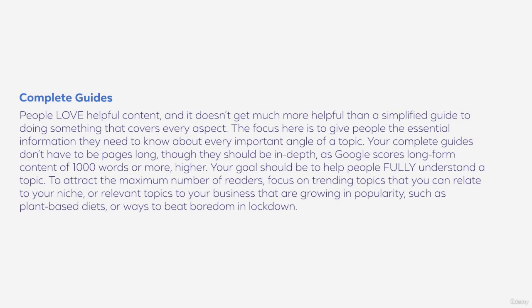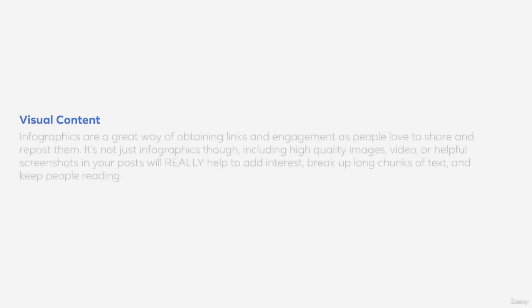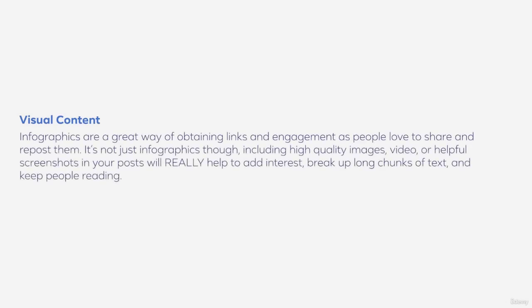To attract the maximum number of readers, focus on trending topics that you can relate to your niche, or relevant topics to your business that are growing in popularity, such as plant-based diets or ways to beat boredom in lockdown. Visual content. Infographics are a great way of obtaining links and engagement, as people love to share and repost them. It's not just infographics, though. Including high-quality images, video, or helpful screenshots in your posts will really help to add interest, break up long chunks of text, and keep people reading.